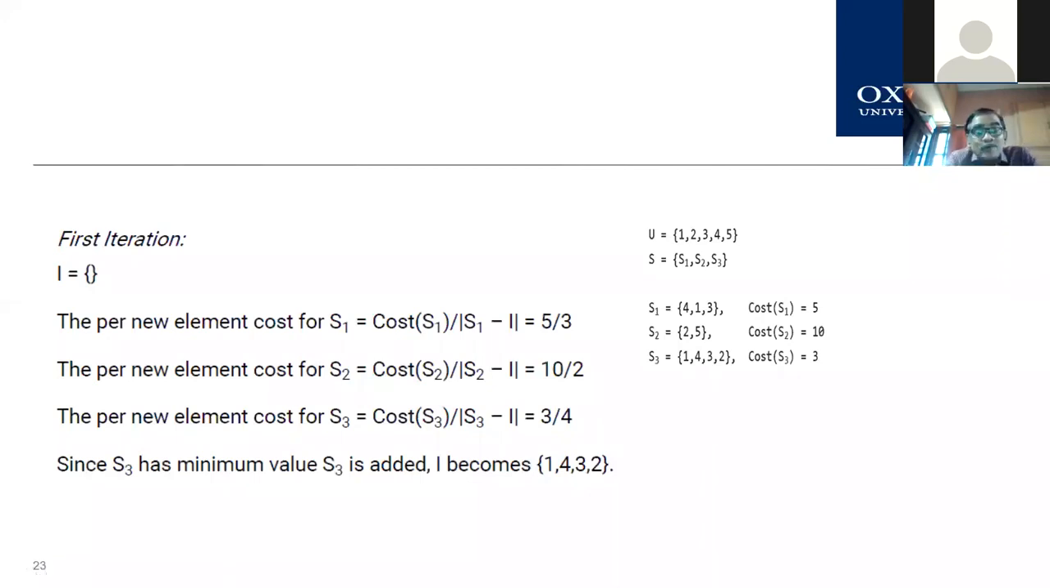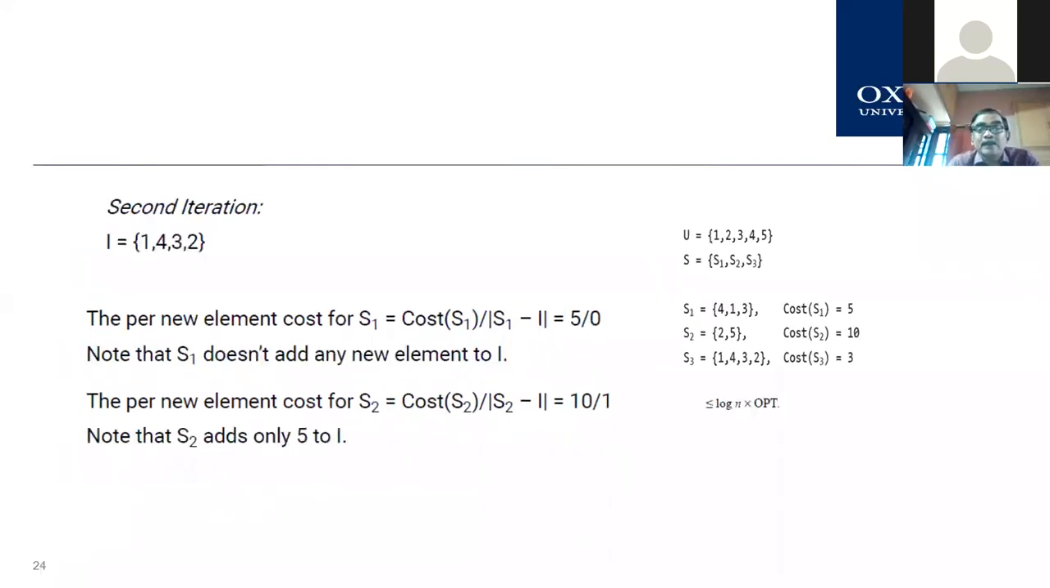Now I get a clue of how to solve the problem. The clue is very simple: I have to take the ratio of the cost divided by how many elements would be covered, and the minimum value is what I should opt for. So now S3 goes inside. It has only 4 elements, 1, 4, 3, 2. So we don't have the other element, 5. Now I have to add one more set into that.